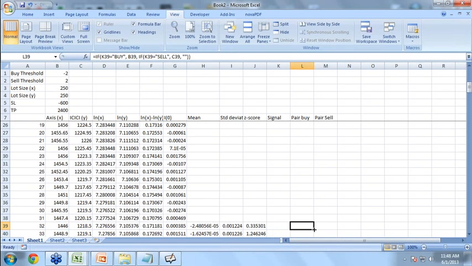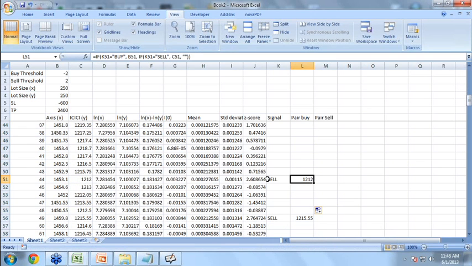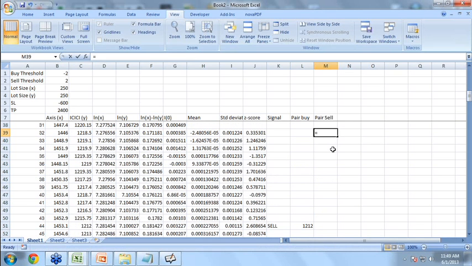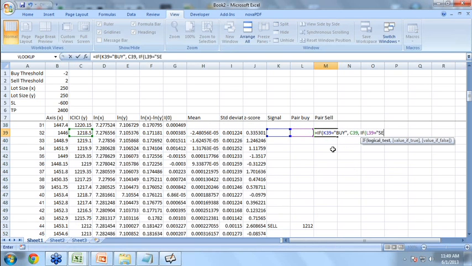All right. So since this is a sell, we'll be buying ICICI if we are selling the pair. So this price is coming. Similarly, if this is equal to buy, in that case we are selling ICICI. If this is equal to sell, then we are selling this, right? Otherwise nothing.